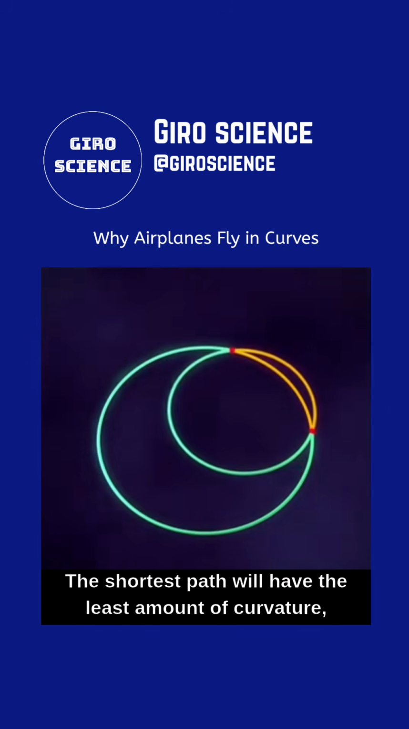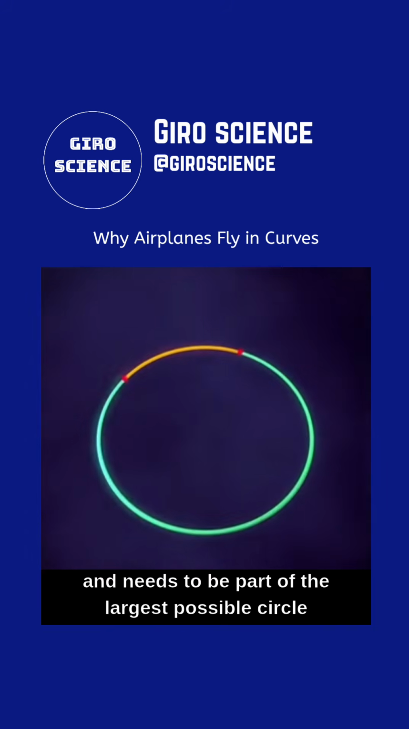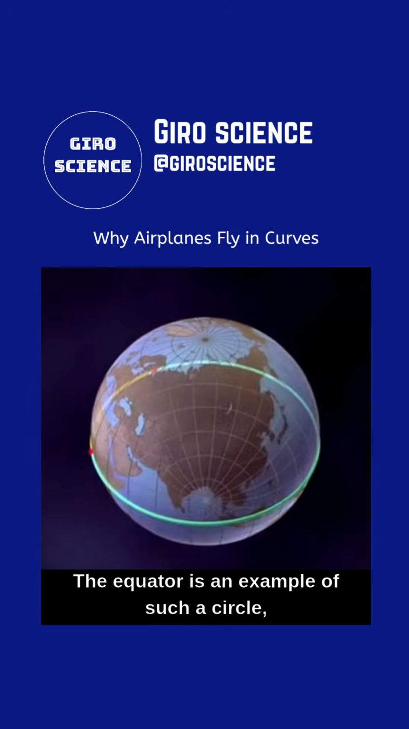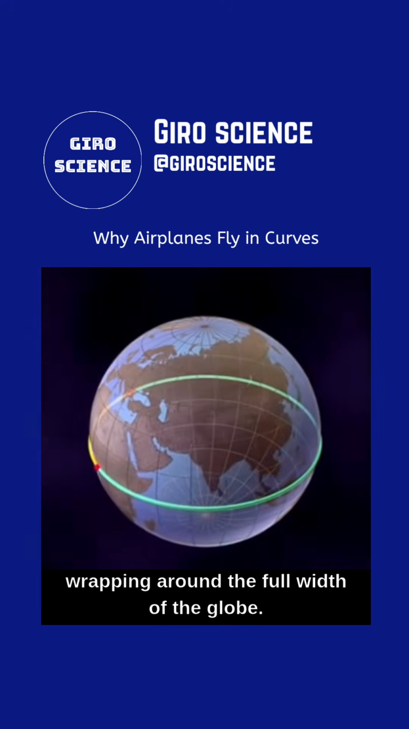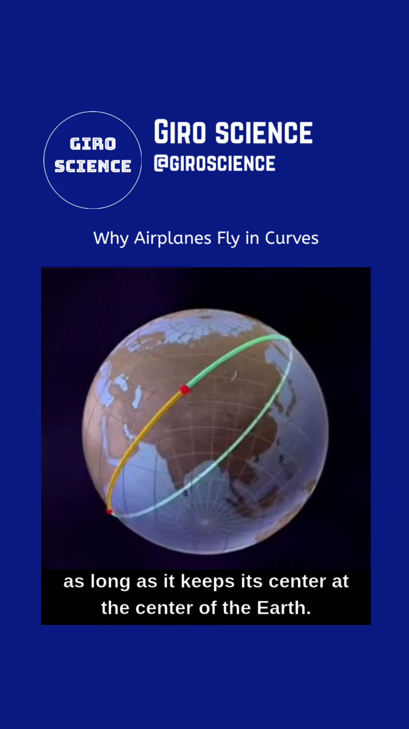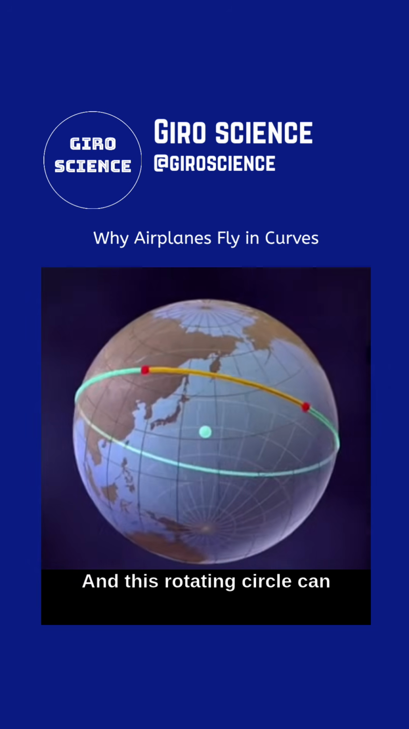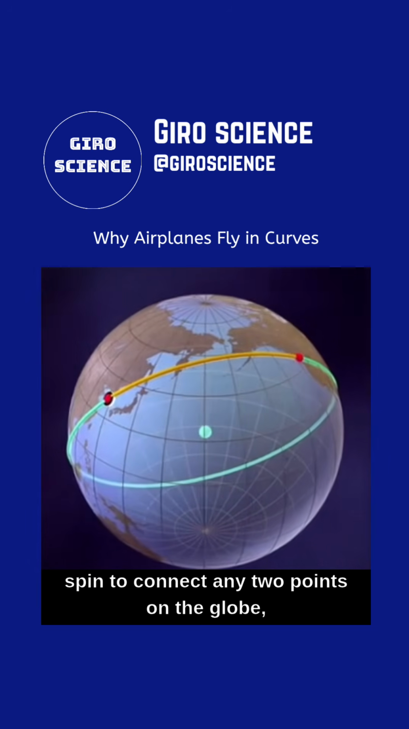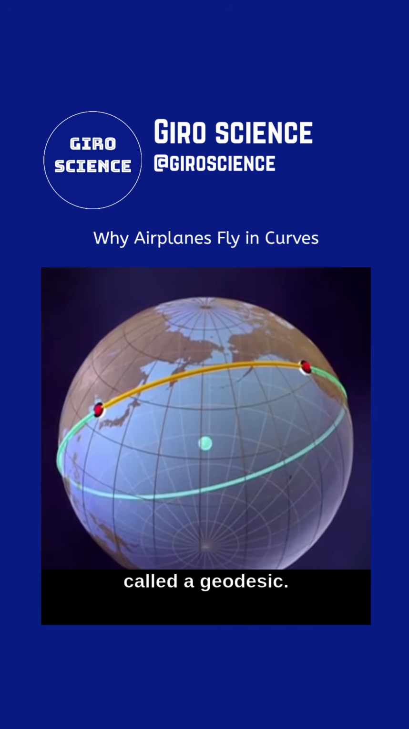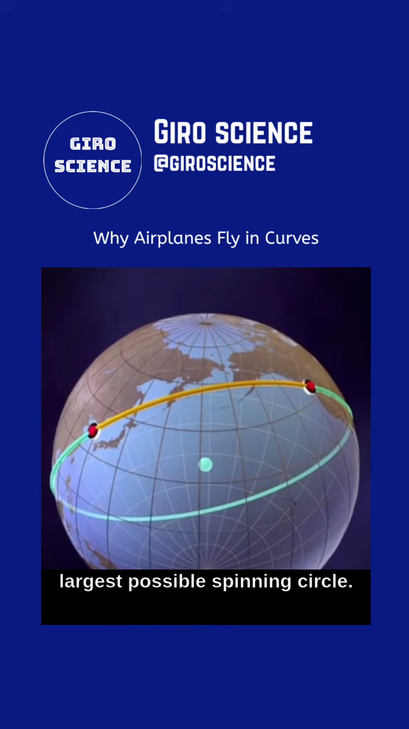The shortest path will have the least amount of curvature, and needs to be part of the largest possible circle that can be drawn on that sphere. The equator is an example of such a circle, wrapping around the full width of the globe. This circle can rotate and maintain its size, as long as it keeps its center at the center of the Earth. And this rotating circle can spin to connect any 2 points on the globe, and trace out the shortest path between them, called a geodesic. A geodesic will always be a section of this largest possible spinning circle.